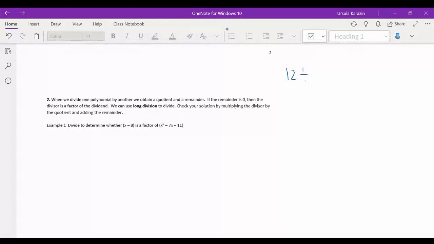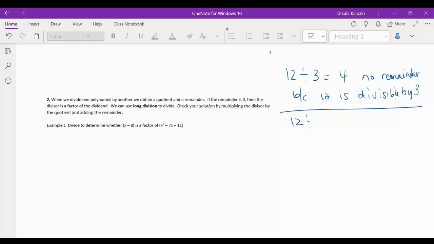If I take 12 and I divide it by 3, I will get 4 and there's no remainder, right? And that's because 12 is divisible by 3. But if I take 12 and divide by 5, I'll get 2 and a remainder of 2. And that's because 12 is not divisible by 5.